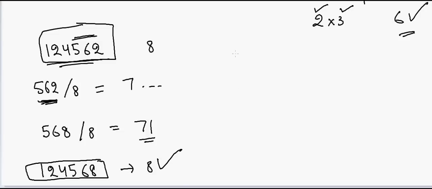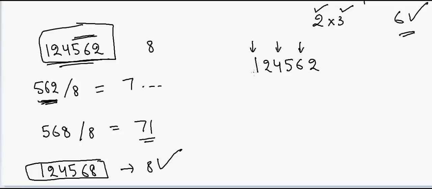Now let's talk about the divisibility by 11. So if I have 1 2 4 5 6 2, and I want to find out whether this number is divisible by 11. So what I'll do is I'll take the alternative number. So 1, this number, and this number.